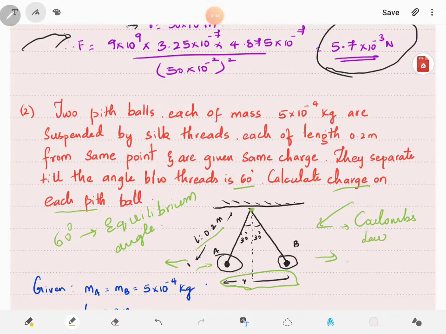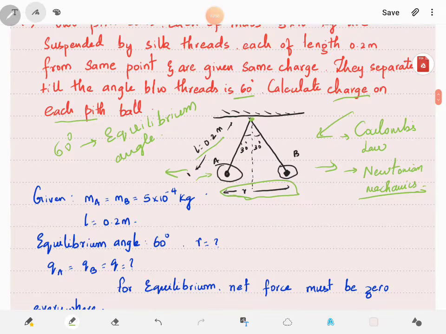Coulomb's law and simple Newtonian mechanics to solve the problem. Right. Moving on. So this is what has been given to us.